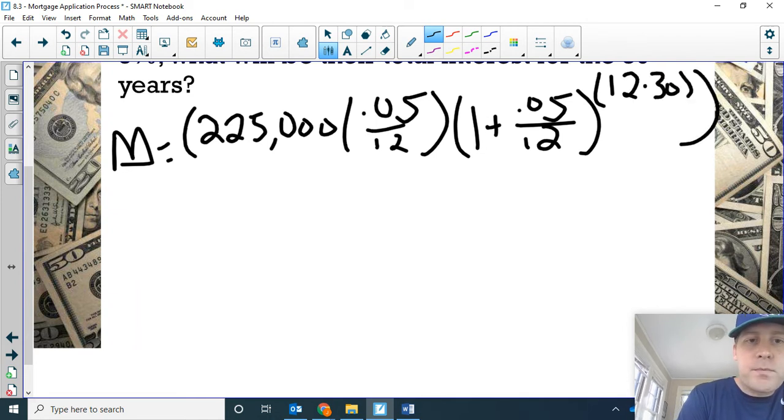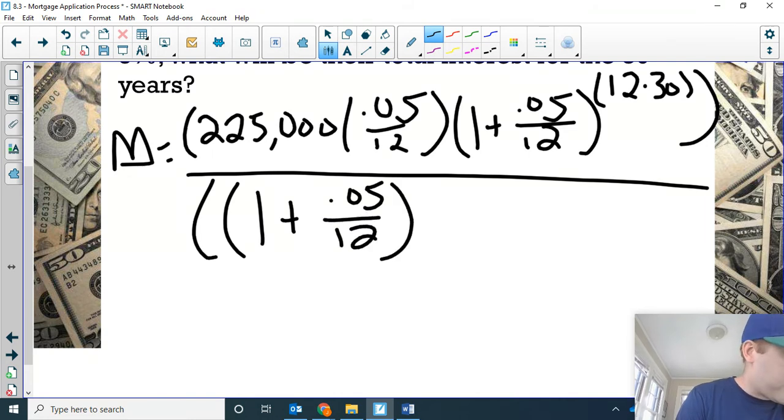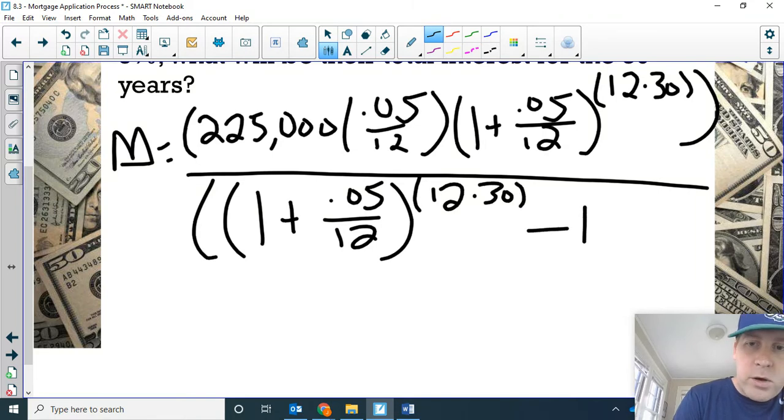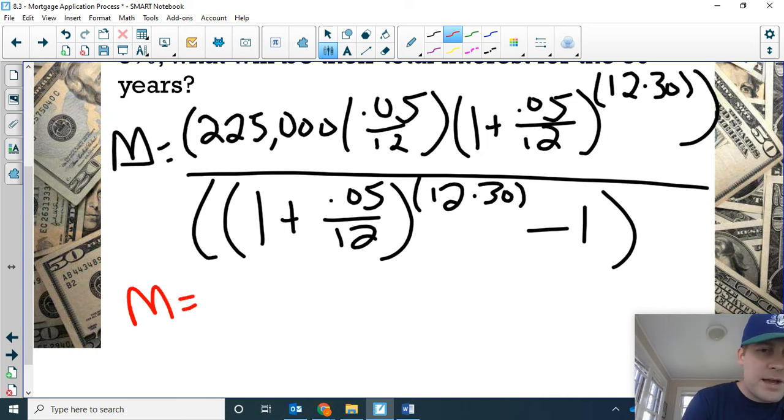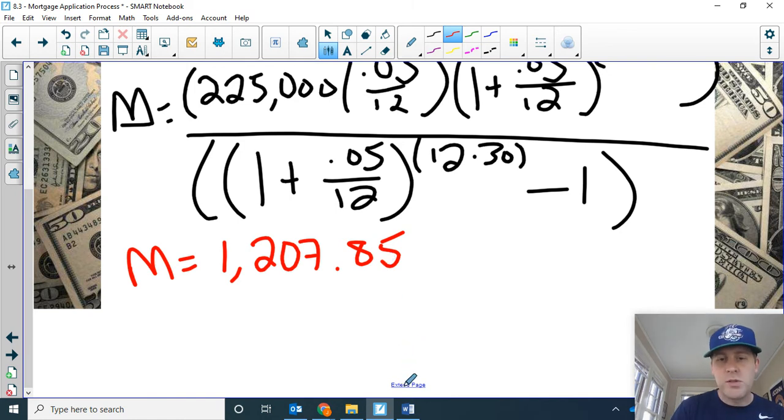And let's close the whole numerator, and we're going to divide all that by 1 plus 0.05 divided by 12. Let's raise that to 12 times 30. We're going to subtract 1 and then close our denominator. Okay? And once you get that in your calculator, you should get a monthly payment of $1,207.85.